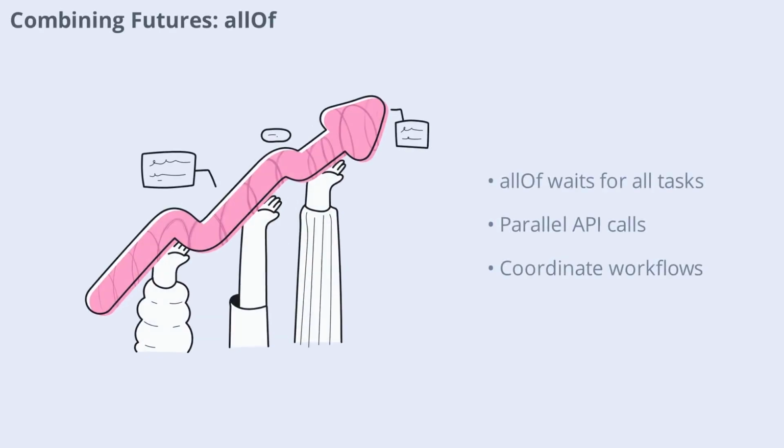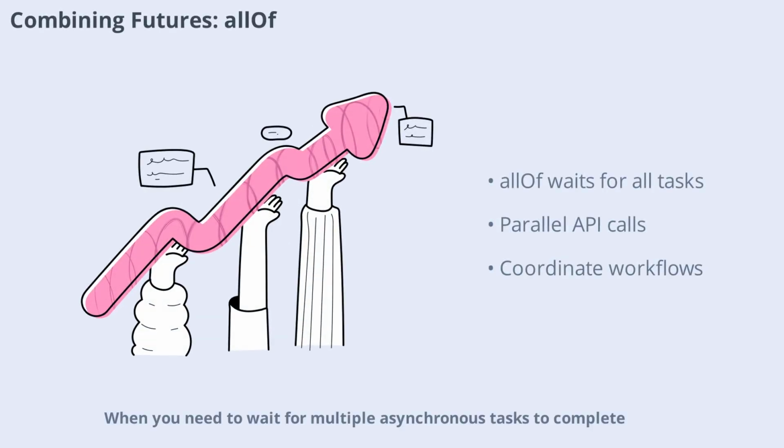When you need to wait for multiple asynchronous tasks to complete, use the allOf method. It returns a new CompletableFuture that completes only when all the supplied futures are done. This is perfect for scenarios like fetching data from multiple APIs in parallel. Once all tasks are finished, you can collect and process their results together, making it easy to coordinate complex workflows.